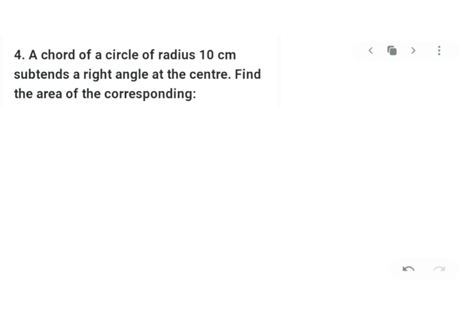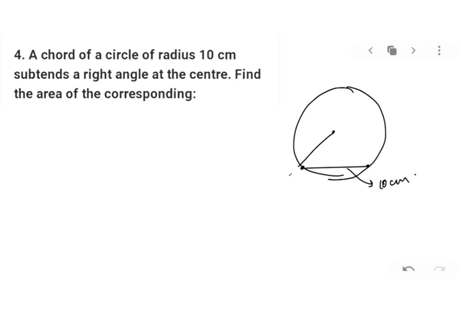Continuing with your 12.2 question number 4. It says a chord of a circle of radius 10 centimeter subtends a right angle at the center. So I have a circle whose chord is 10 centimeter, and it subtends a right angle at the center. So at the center it is 90 degrees. So you have a central angle. If I name this as AB, so you have angle AOB in your hand, that is 90 degrees.